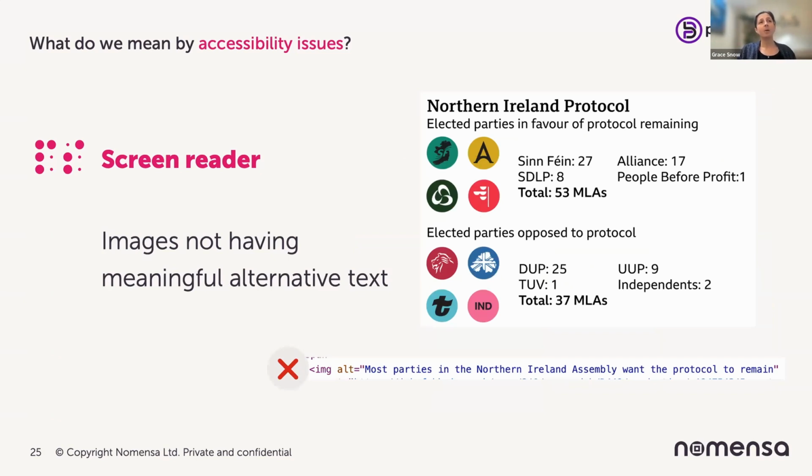Another screen reader one is images not having meaningful alternative text. An example here is quite a complex image. I think this was on the BBC News website quite a long time ago, because it's going back to the Northern Ireland Protocol. There's loads of detail in the image. It's showing what all the different political parties, which number of MPs voted for which thing, but the alt text doesn't convey that information. It just gives a summary of what the conclusion of that information is, but it doesn't show any of the detail. So images not having meaningful alt text when they are meaningful images can be a real problem, because a screen reader will not get the same experience.